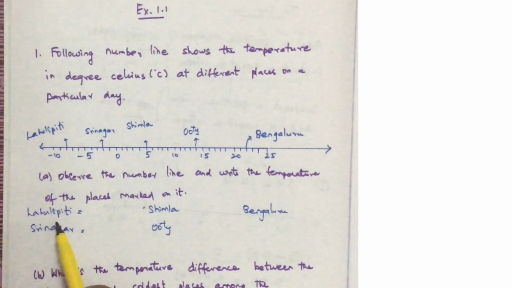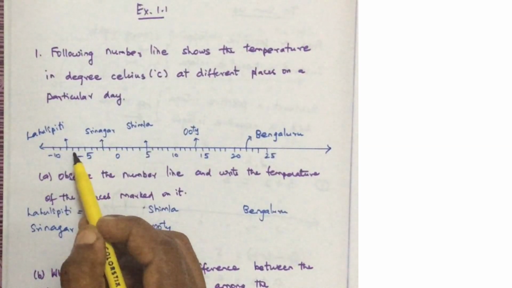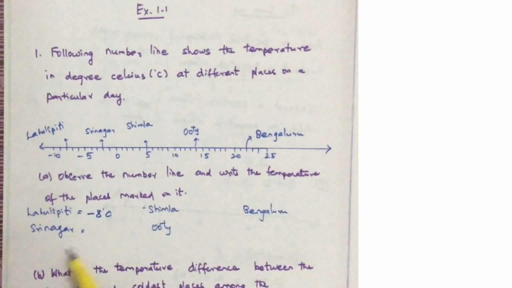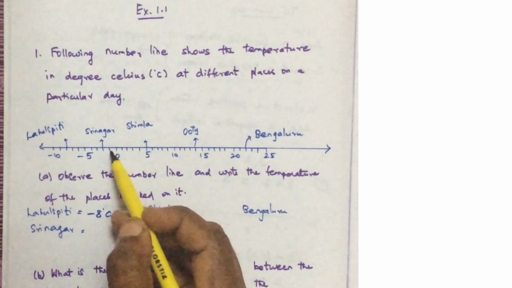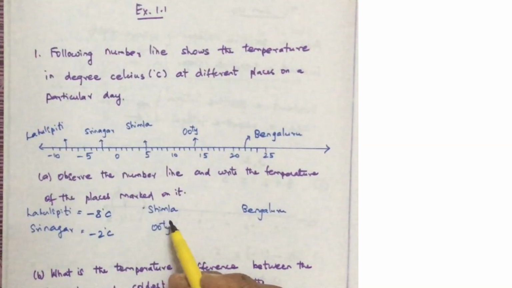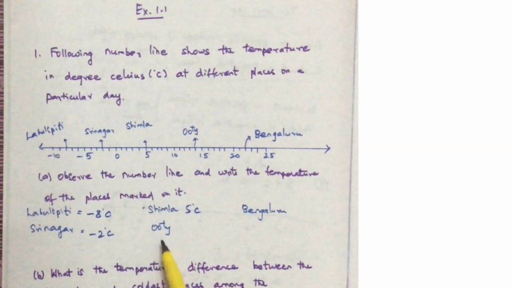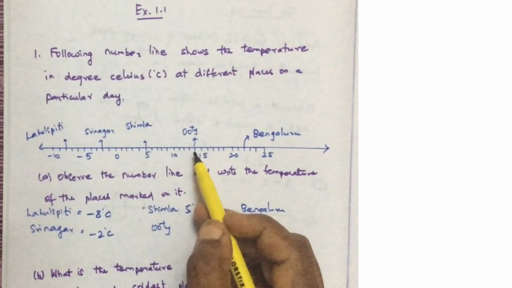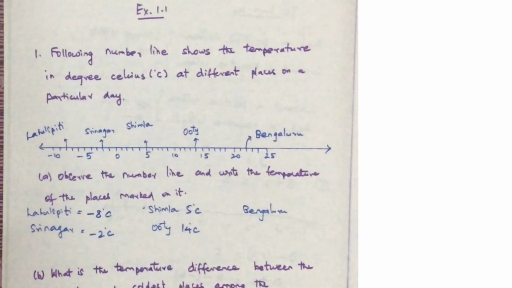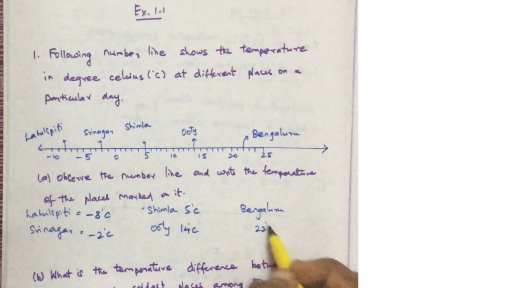Okay, so this is Lahul Spiti. It is here. If it is minus 5, minus 6, minus 7, minus 8. So here the temperature is minus 8 degrees Celsius. Srinagar is here. So this is 0, minus 1, minus 2. Minus 2 degrees Celsius. Shimla is straight away 5 degrees Celsius. And Ooty is here. So this is 10, 11, 12, 13, 14 degrees Celsius. Then Bengaluru, 20, 21, 22. This is 22 degrees Celsius.